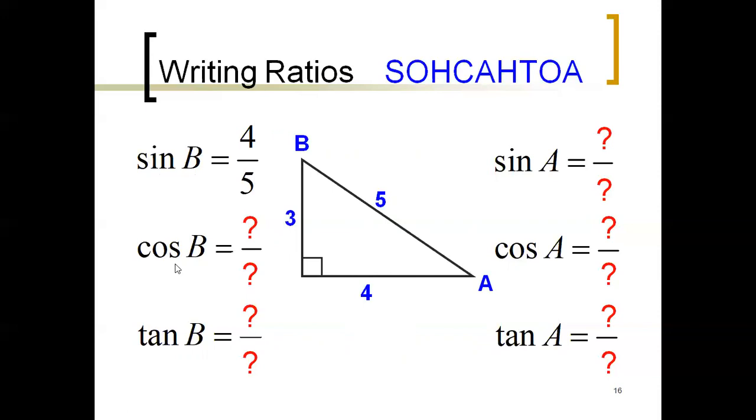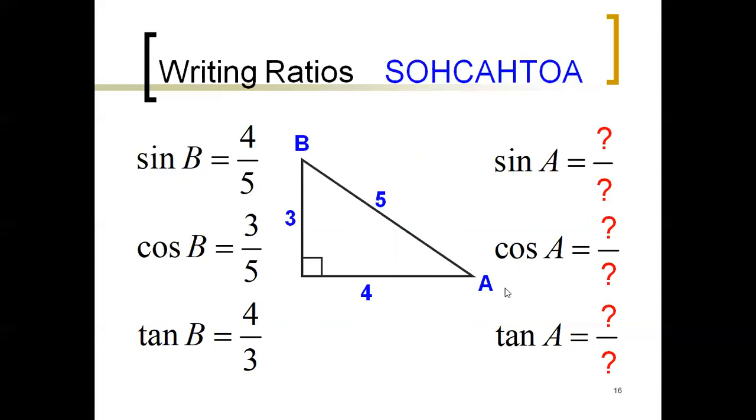Cos B equals, cosine is CAH, that is adjacent over hypotenuse. This is the angle. The adjacent side is this leg, that is 3. The hypotenuse is 5. Therefore, cos B equals 3 over 5. Tangent B is TOA, that is opposite over adjacent side. The opposite is 4 and the adjacent is 3. So tangent B equals 4 over 3.